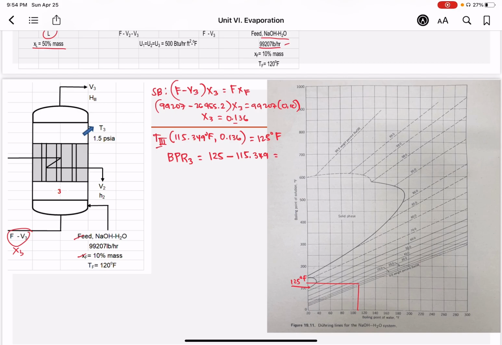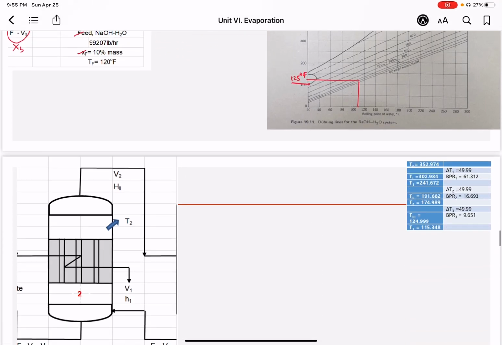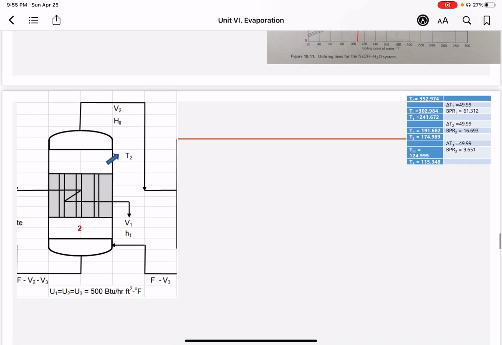And BPR3 would then be equivalent to around 9.651 degrees F. Okay, now we could use the solute balance at effect 2 to get furthermore the BPR, so that we could finally get a temperature distribution diagram for all the three effects.